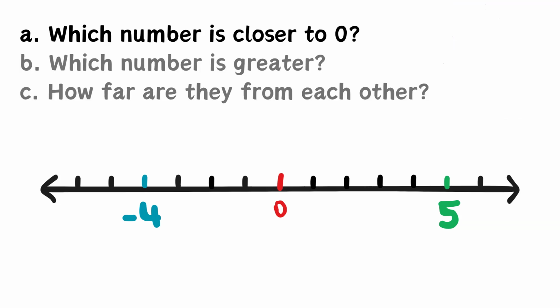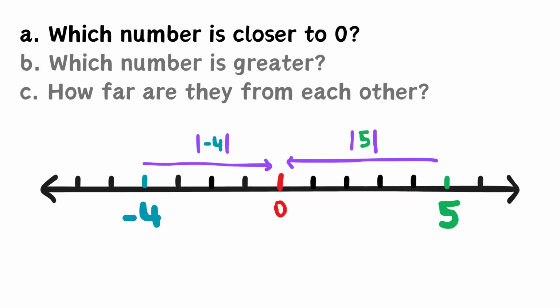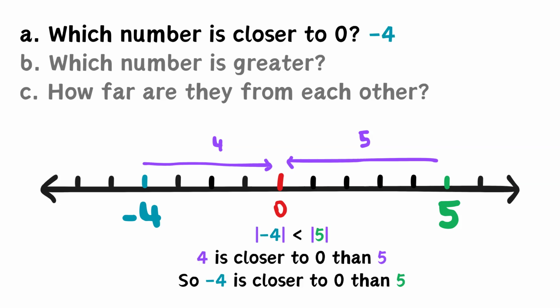Okay, the first question is, which number is closer to 0? Well, to find the distance to 0, we can use the absolute value, which means we just drop the signs. So the absolute value of -4 is 4, and the absolute value of 5 is 5. 4 is closer to 0 than 5. And on the number line, we can see that -4 is closer to 0 than 5. So -4 is the answer to the first question.